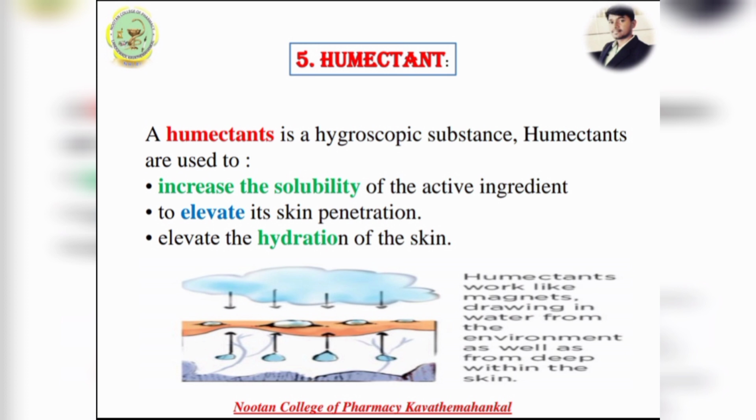The next one is a humectant. A humectant is a hygroscopic substance. Humectants are used to increase the solubility of the active ingredient. Sometimes drugs are not readily soluble in the bases, and using a humectant increases the solubility of the active ingredient. It also helps evaluate skin penetration as well as hydration of the skin. Humectants work like a magnet, drawing water from the environment as well as from deep within the skin.